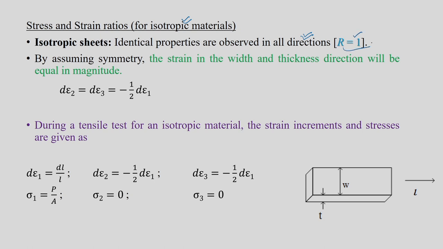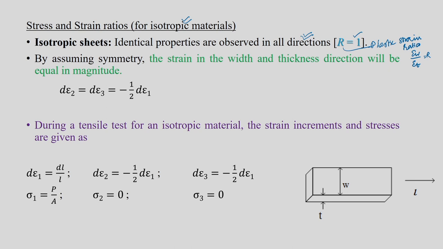What is R here? R is nothing but your standard plastic strain ratio, which we called true width strain divided by true thickness strain. As per our definition, R is equal to true width strain divided by true thickness strain. So this will be equal to 1, we said, for isotropic materials. Or not equal to 1, which means less than 1 or greater than 1, will lead to anisotropic sheets or anisotropic materials.